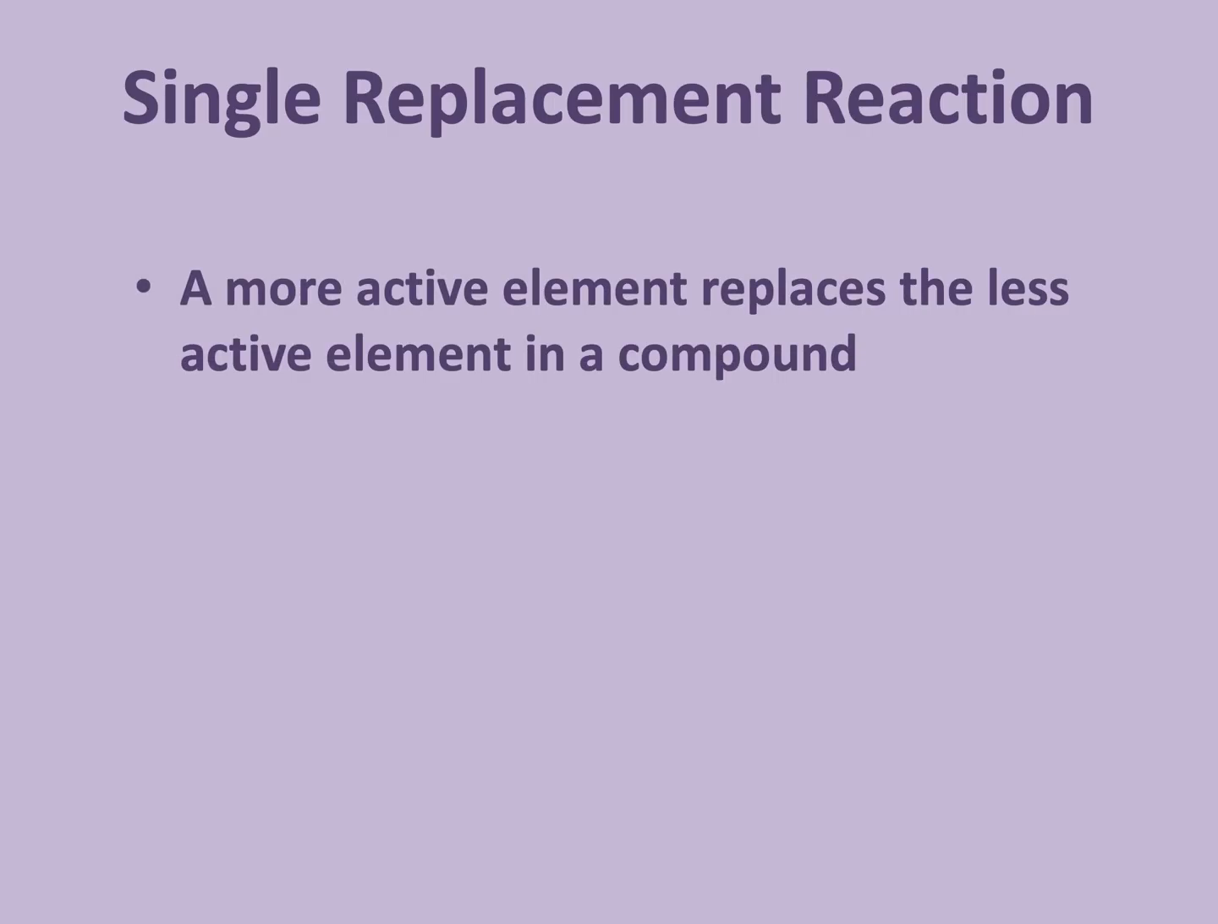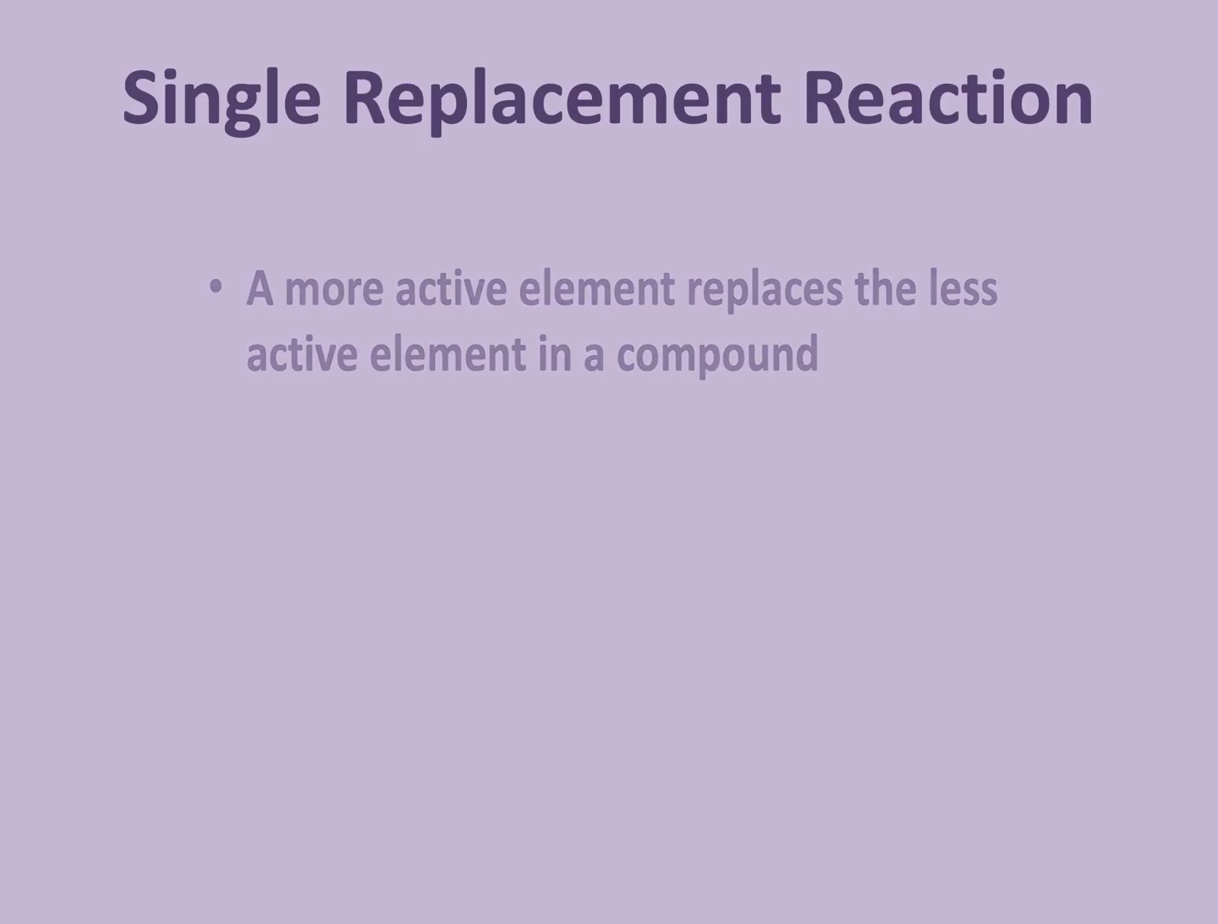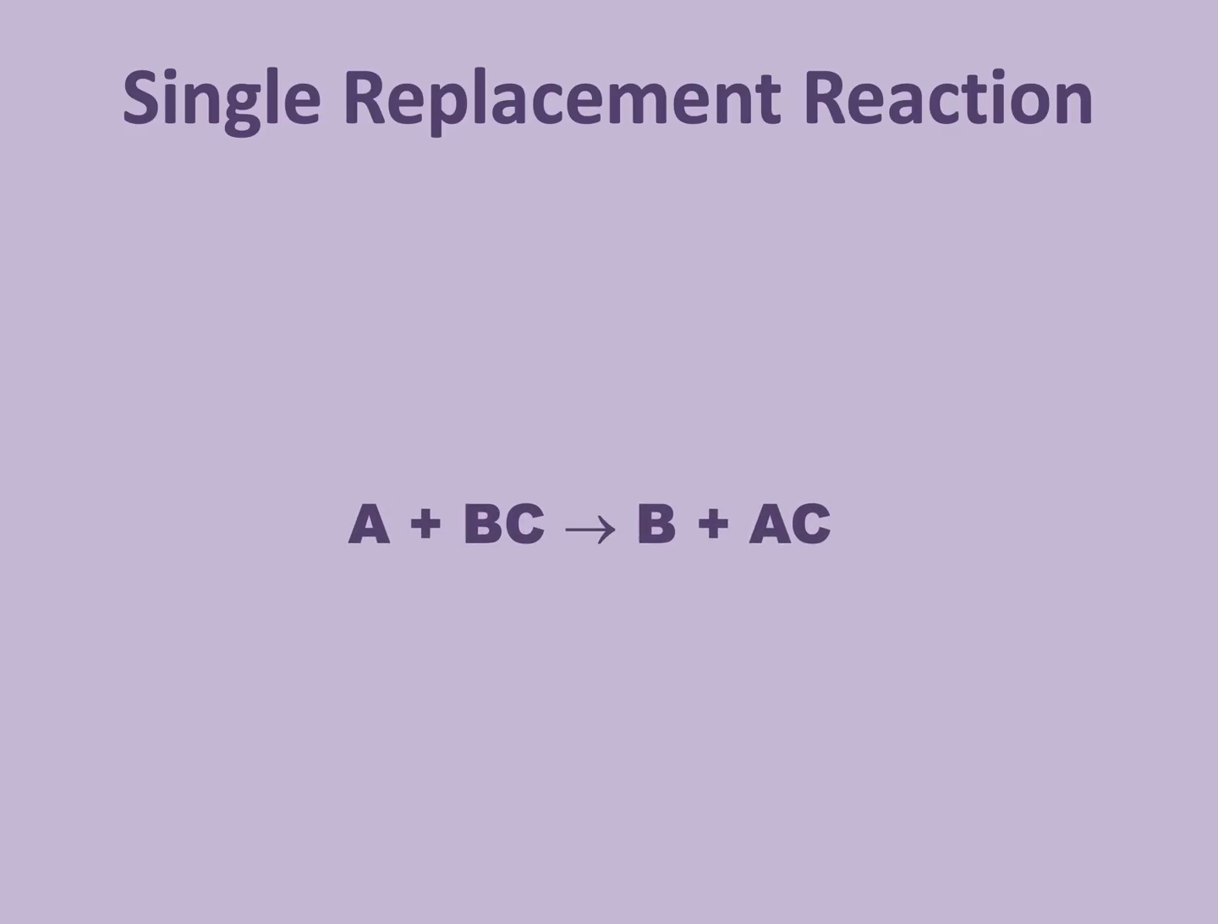So a more active element replaces the less active element in a compound. And we will talk about what that means in terms of looking at an activity series in a little bit. So sometimes we will see it as A plus BC gives me B plus AC. It really depends on what we're adding together.